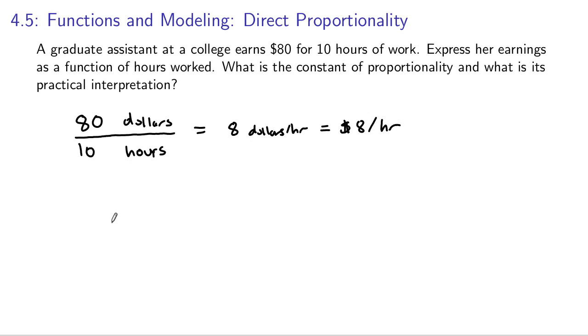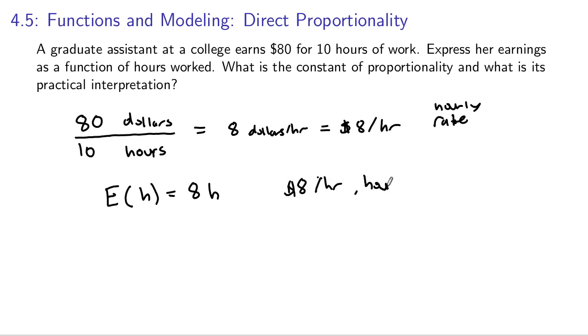So that would be her rate, her hourly rate. So rate because it has to do with something over time. And so now we can write a function. I'm going to use capital E for earnings and H for hours. She makes $8 for each hour. What is the constant of proportionality? Well, it's 8. And what is its practical interpretation? It's the hourly rate. $8 an hour, the hourly rate.